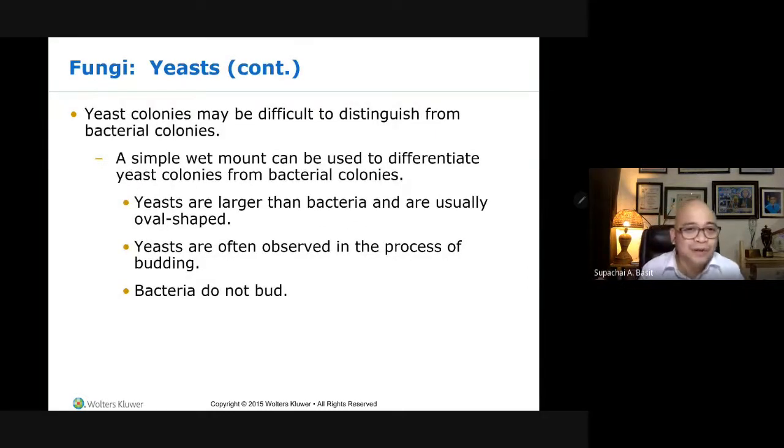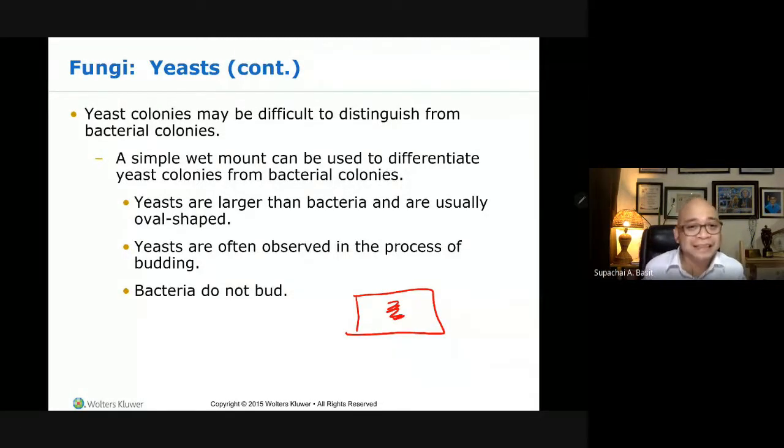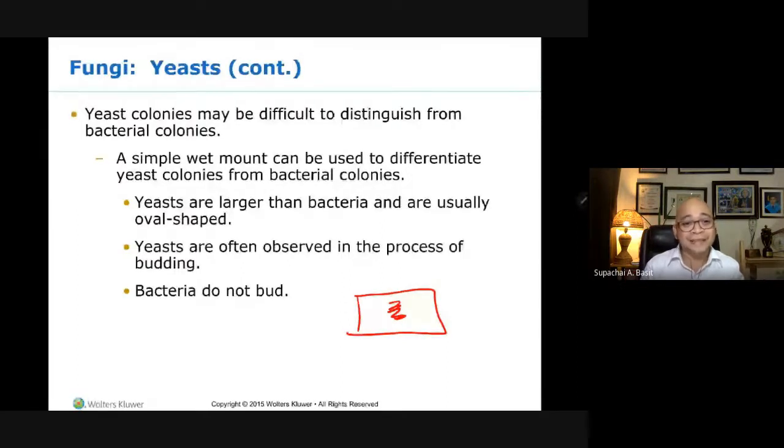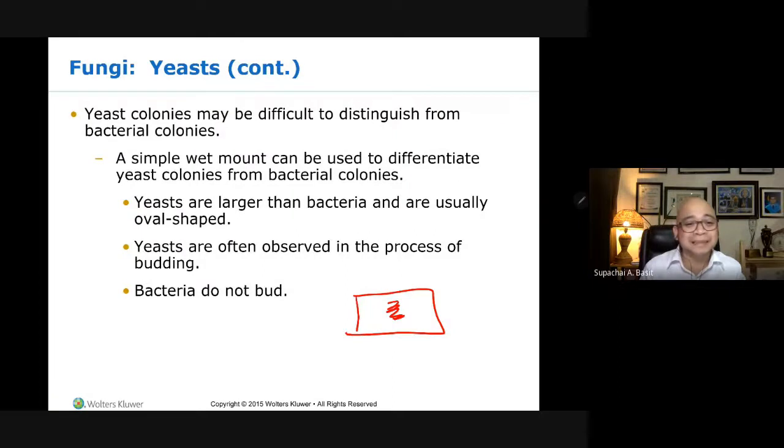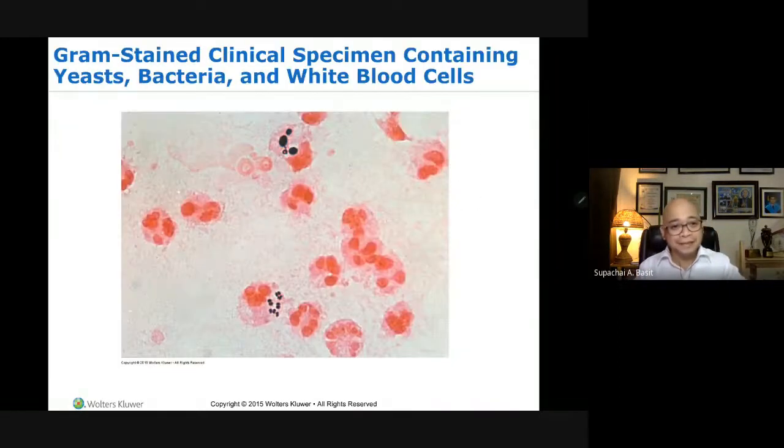So yeast colonies may be difficult to distinguish from bacterial colonies because both of them are creamy. Therefore, in order to differentiate it from bacteria, you can simply perform a wet mount. So you place the smear on the slide. Yeast are larger than bacteria and are usually oval shaped. Yeast are often observed in the process of budding. Bacteria do not exhibit budding. So that's how we differentiate yeast from bacteria.